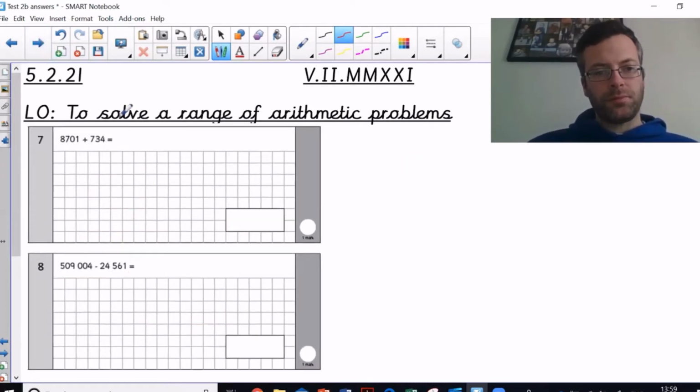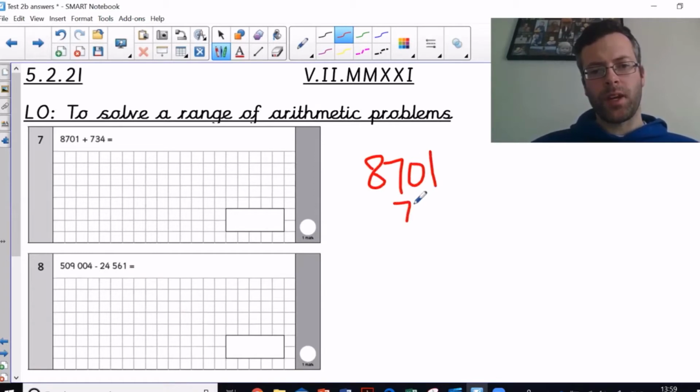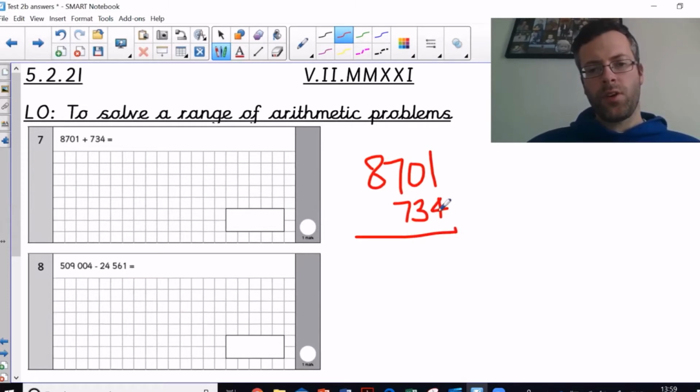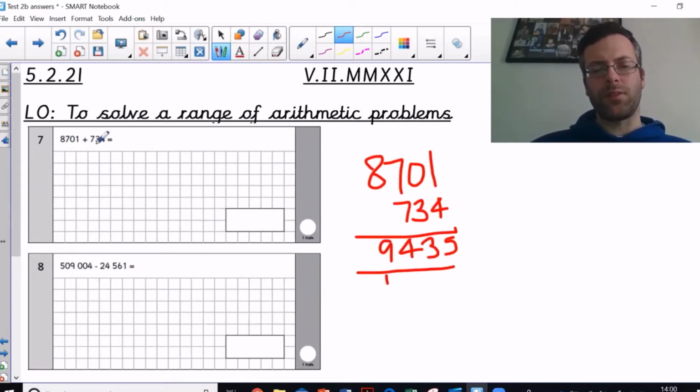Next one. 8,701 adds 734. Could probably do that with a bit of jottings, but also with the methods is probably okay too. So, 1 add 4 ones is going to be 5 ones. We only got 3 tens there. 700s add 700s is 1400s. 8,000 plus that one is 9,435. And I'm happy that 8,700 add 700 would be 9,400. 34 at the 1. Yeah, confident that's right.